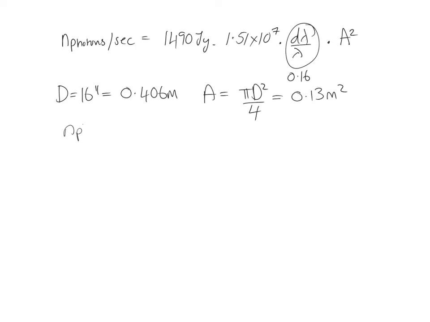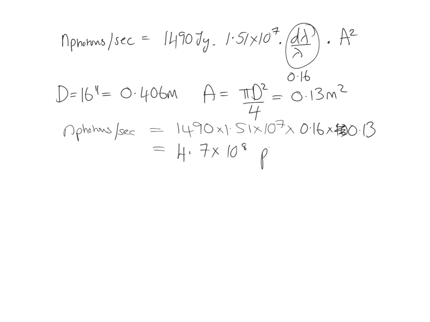Okay, so the number of photons per second equals 1490 times 1.51 times 10 to the 7 times 0.16 times 0.13. And you do all those sums, you end up with a number of 4.7 times 10 to the 8 photons per second. So finally, we can calculate our quantum efficiency, which is the number of electrons divided by the number of photons. We've done both of them in a second, so we have the right thing. That's another thing that can go wrong, not doing it in a second for each of them.